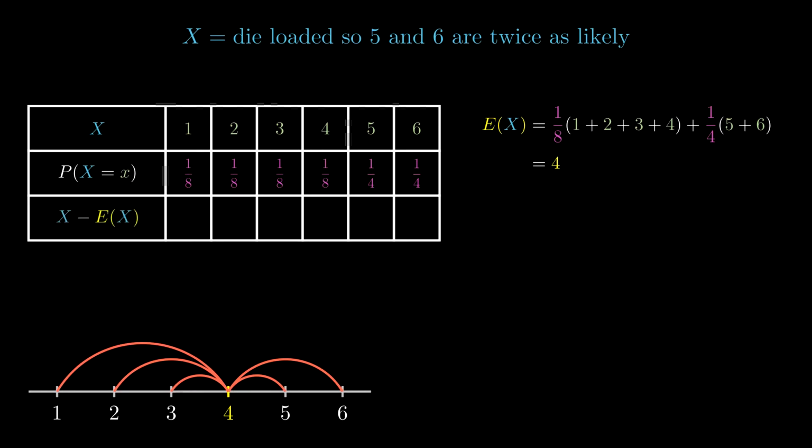So we'll make this new table row, and in this row we'll calculate the value of x minus this expected value of 4 to keep track of how far away every possibility is from this expected value. Okay, so if we do that, we get 1 minus 4 is negative 3. 2 minus 4 is negative 2. 3 minus 4 is negative 1. 4 minus 4 is 0. 5 minus 4 is 1. 6 minus 4 is 2. Okay, so those are our distances.